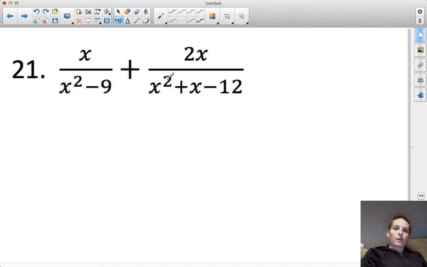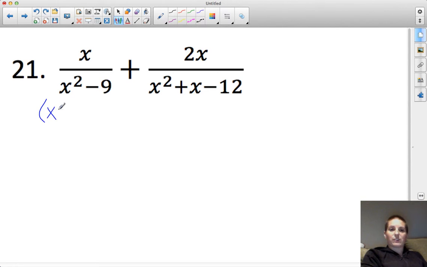Alright, so here's another problem from that same review worksheet. This time we're looking at one where it's still in that rational category, but now we have two fractions that are being added. Remember that with fractions and addition and subtraction, the first thing that we need are like denominators. So take each denominator and factor it.